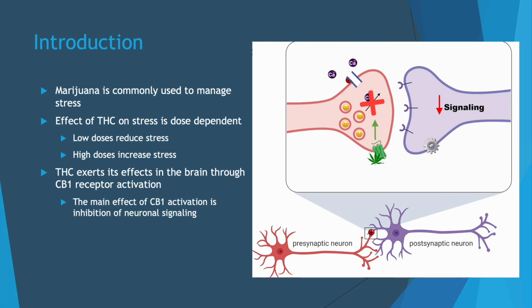THC is the primary psychoactive ingredient in marijuana that activates cannabinoid receptors. In my prior video discussing the molecular mechanism of THC, I explained that the primary effect of cannabinoid receptor activation is inhibition of neurotransmitter release. This mechanism ultimately reduces neuronal signaling in various parts of the brain. But how does this mechanism explain its effects on stress? In this video, I'll describe how the brain controls stress and how THC alters this process.